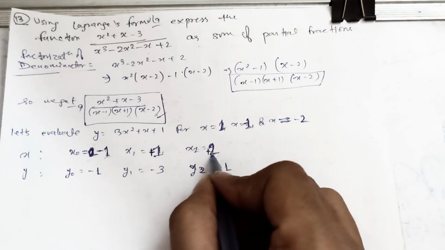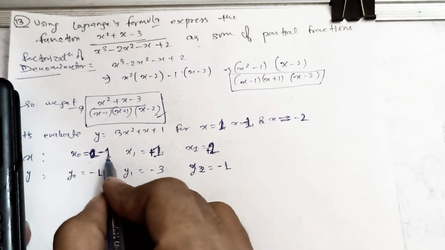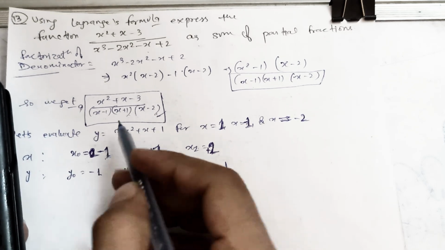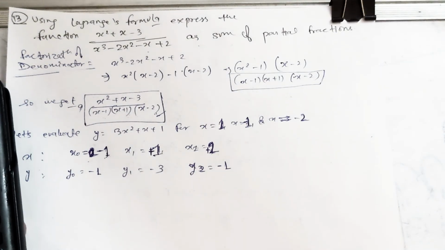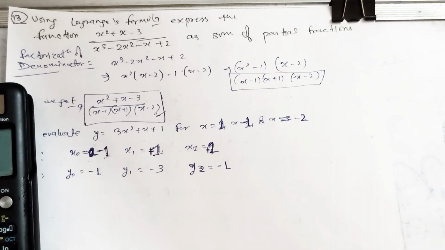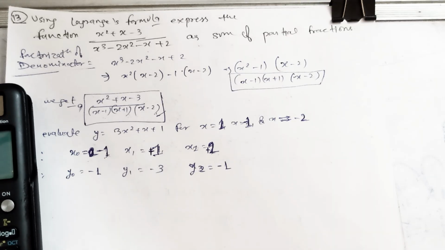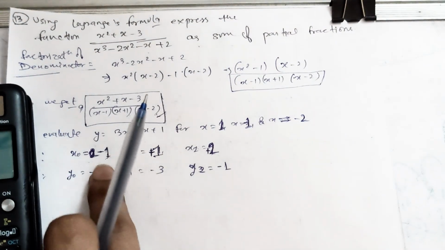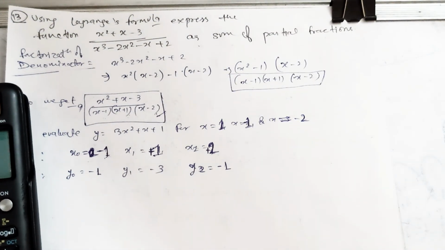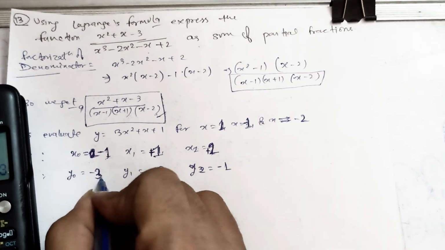Now we are going to check the value at −1 in the numerator. For x² we use (−1) squared, plus x, which is −1, and minus 3. We will get −3. So for the value −1, we are going to get −3.